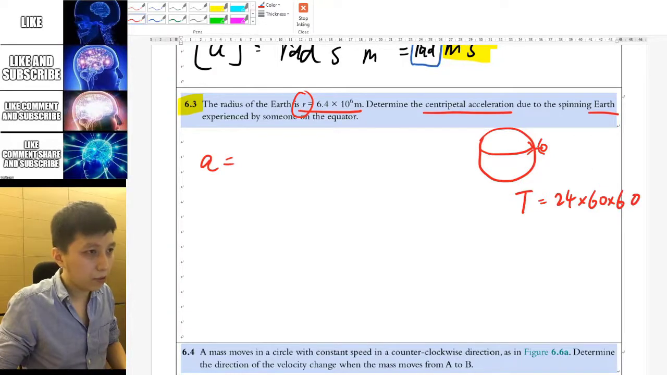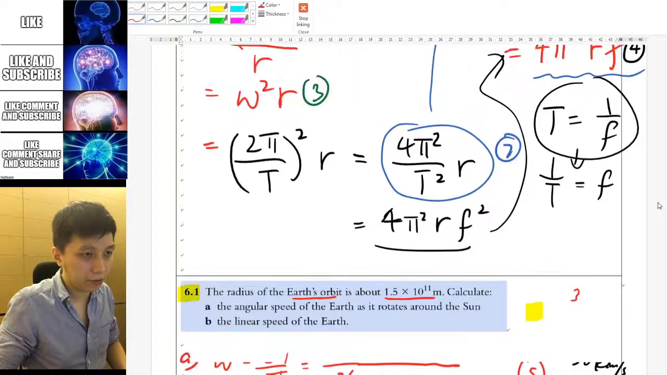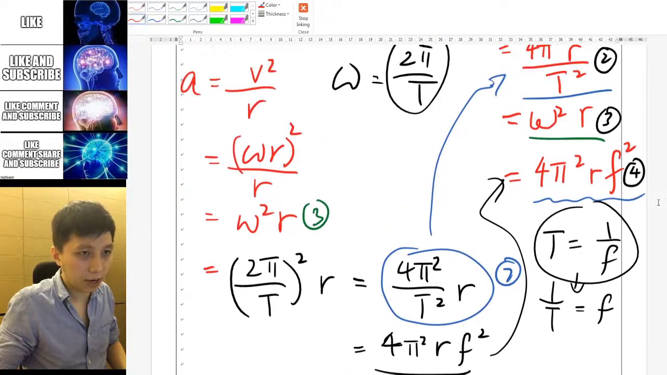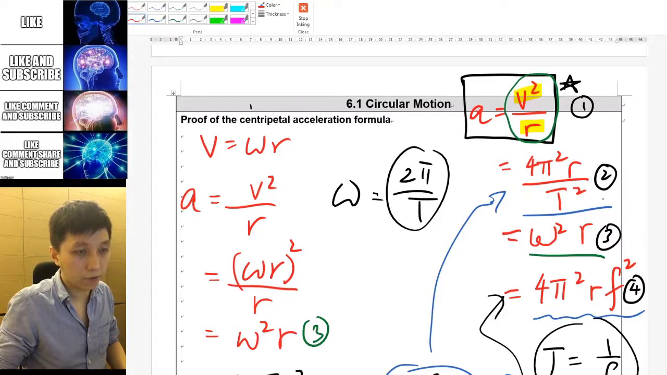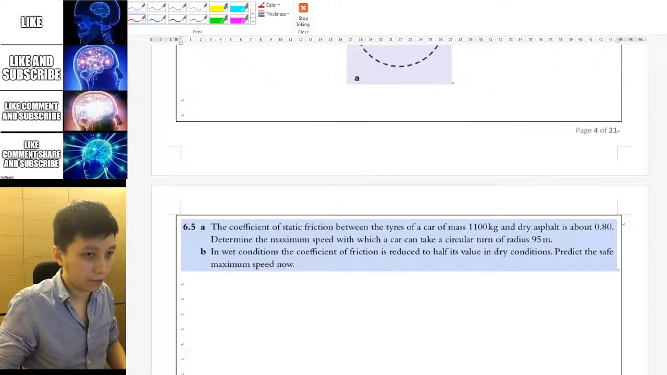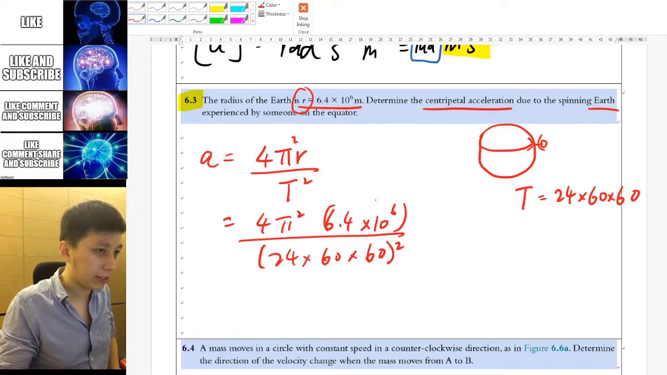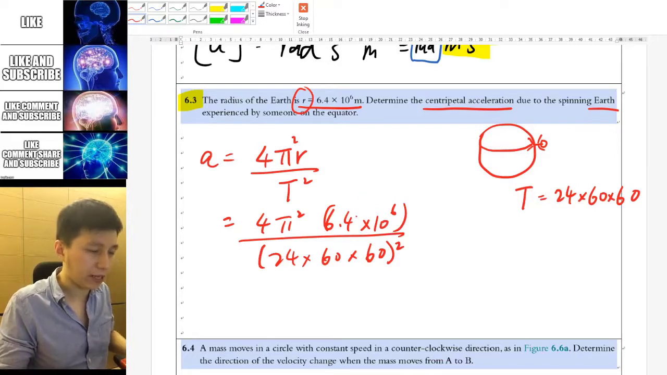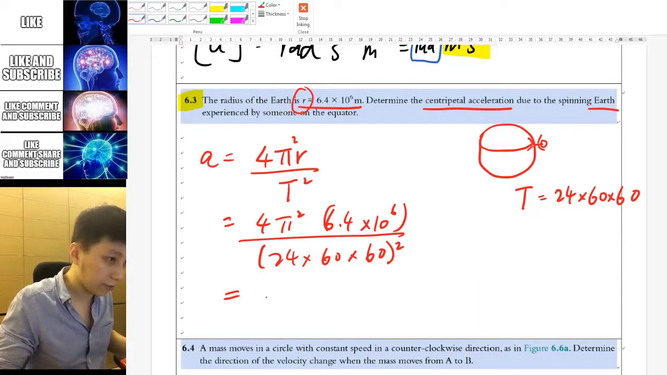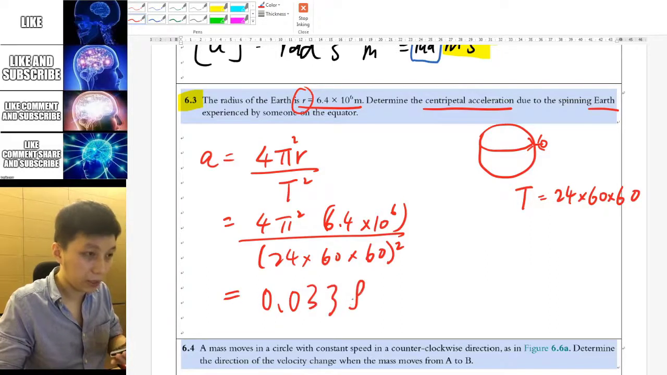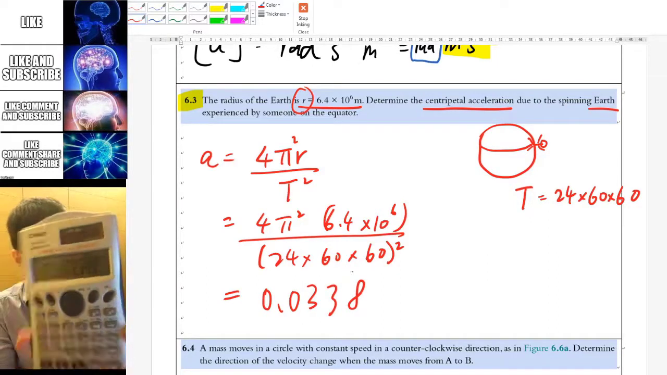If you simply use this to find an equation related to R and T, that's going to be equation number 2 right here. So 4 pi squared R over T squared. We just write down the equation once again and substitute the information given in the question. So 6.4 times 10 to the power of 6, and also the T. Please don't forget to square it and then use your calculator. The answer that you find is something like 0.0338.